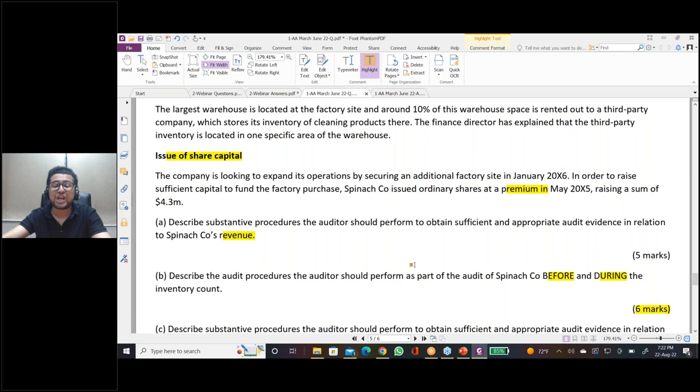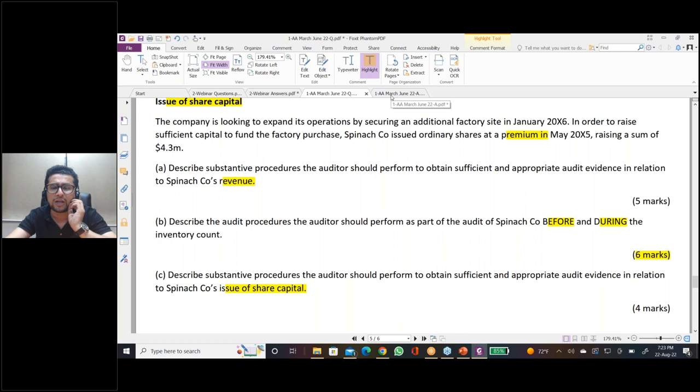So what procedures are we looking at? I think, first of all, we need to obtain the share issue document in order to understand the details of it and make sure the accounting treatment and the disclosures are in line with it. We need to split the share capital and share premium, make sure that the correct accounting treatment has been adopted by the client. We need to review the disclosure notes in order to make sure that the overall transaction has been appropriately disclosed in accordance with the relevant laws and regulations.